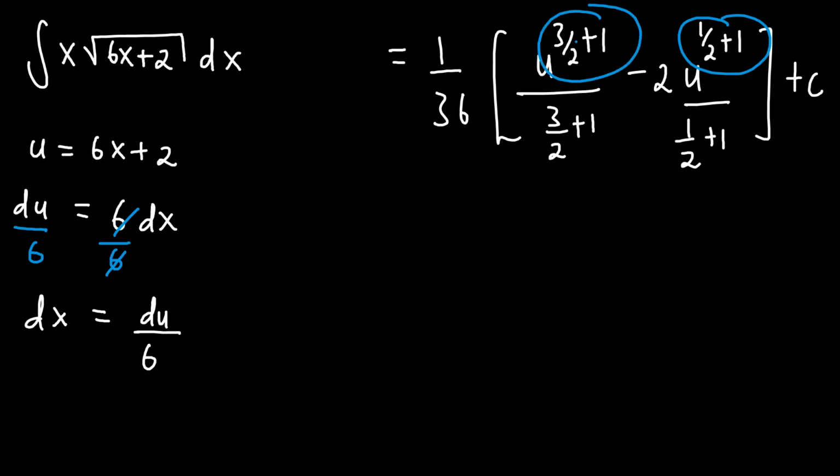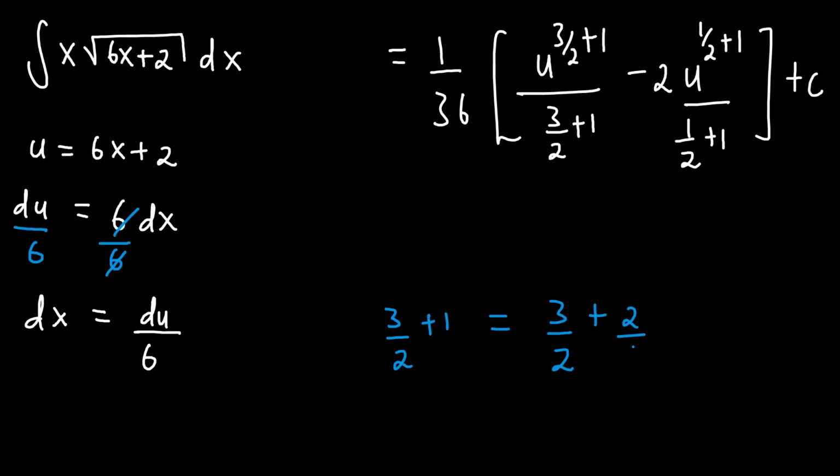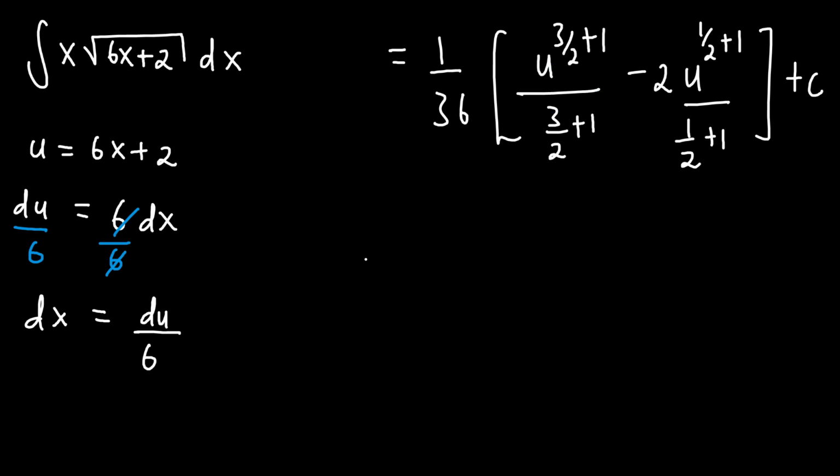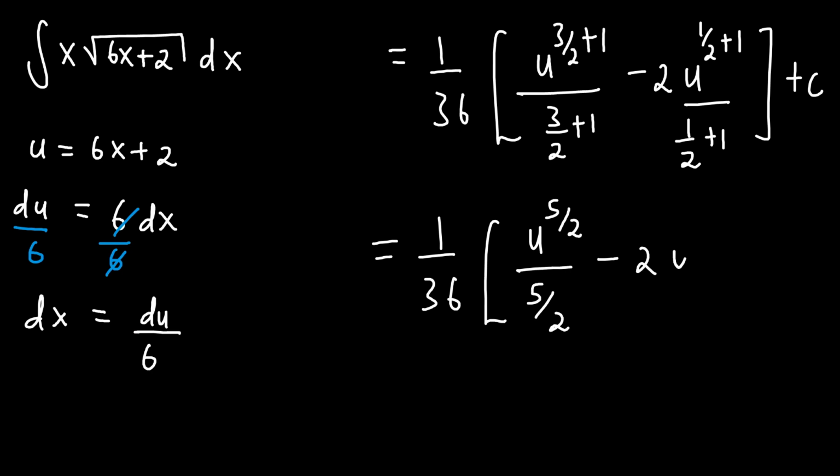Now what about 3 divided by 2 plus 1? 3 divided by 2 plus 1 is the same as 3 divided by 2 plus 2 divided by 2. And this will be equal to 3 plus 2 divided by 2, which is 5 divided by 2. So we shall replace this and this with 5 divided by 2. So we shall have 1 divided by 36 into u to the power of 5 divided by 2 divided by 5 over 2 and then minus 2 times u to the power of 3 over 2 divided by 3 over 2 and then plus c.